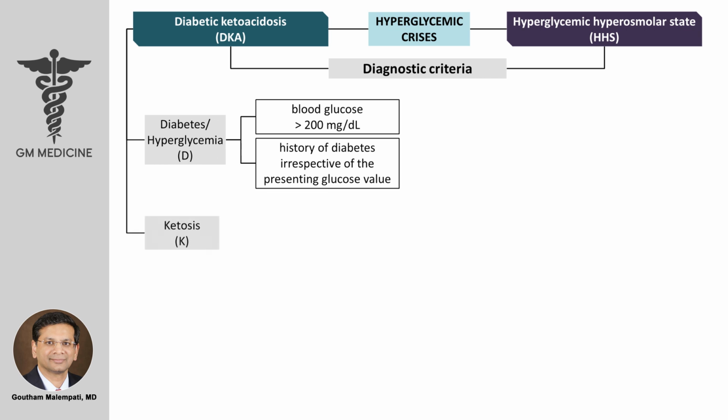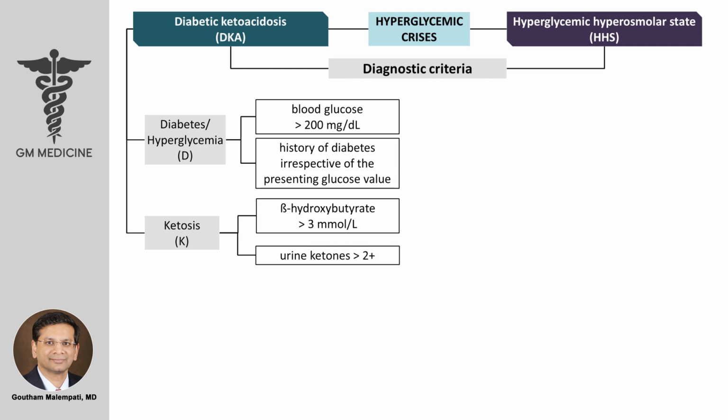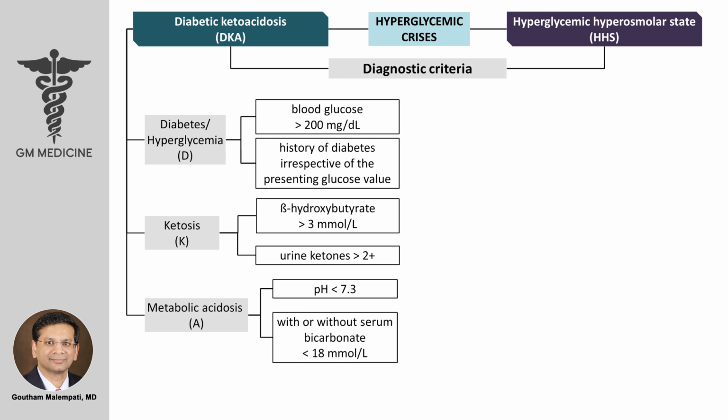K criteria stands for ketosis, which is defined by beta hydroxybutyrate greater than 3 millimoles per liter or urine ketones greater than 2+. A criteria stands for acidosis, which is defined as pH less than 7.3 with or without serum bicarbonate less than 18 millimoles per liter. Anion gap was removed from the diagnostic criteria.